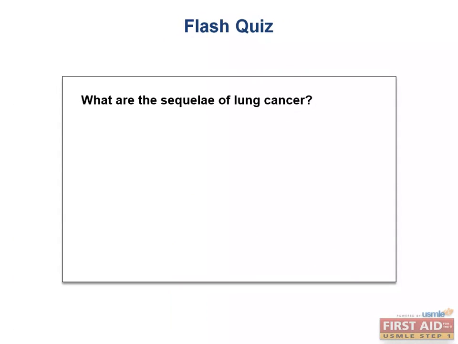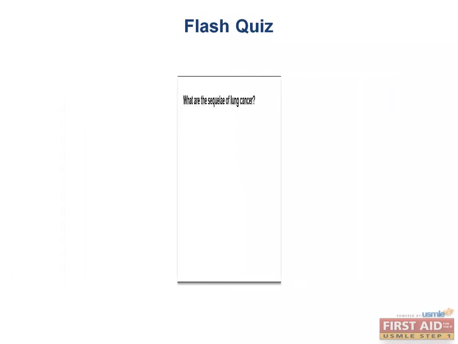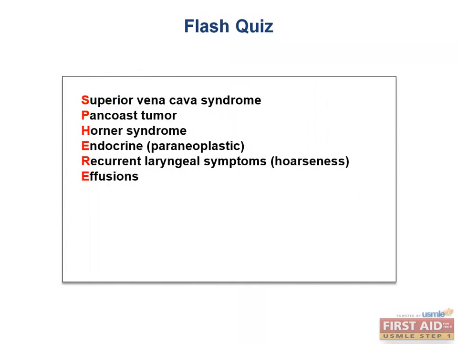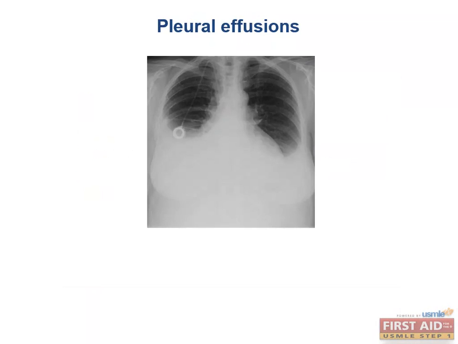Let's do a flash quiz. What are the sequelae of lung cancer? Think of the mnemonic SPHERE: superior vena cava syndrome, Pancoast tumor, Horner syndrome, endocrine, recurrent laryngeal symptoms, and effusions.